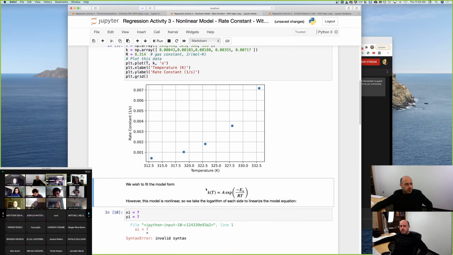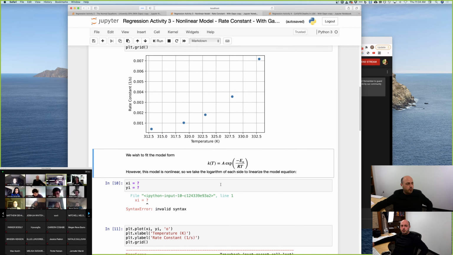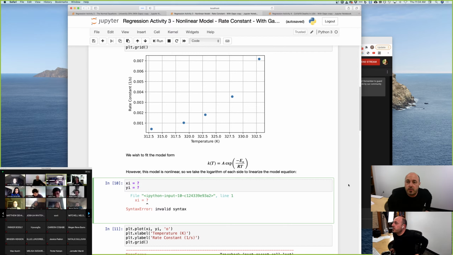Now, this is our model. Like I said, K is A e to the minus some number, EA over RT. We don't know what A and E are, and we want to fit those to be able to make predictions for other temperatures. So in this case, what are our xi values? Like I said in the previous notebook, the first thing I do is always put everything in a standard form of xi, yi. So I'm always thinking in terms of independent xi and dependent yi, okay? So what are our xi values in this case?